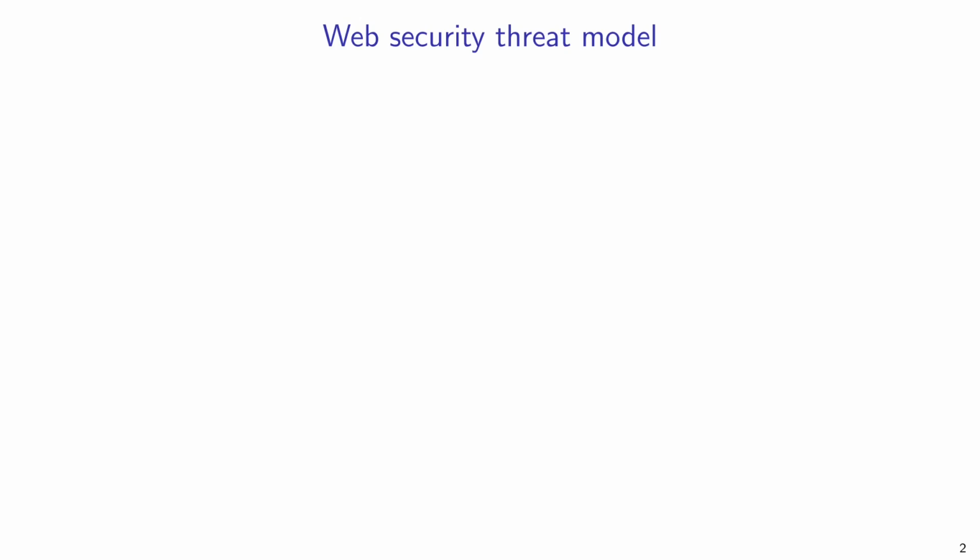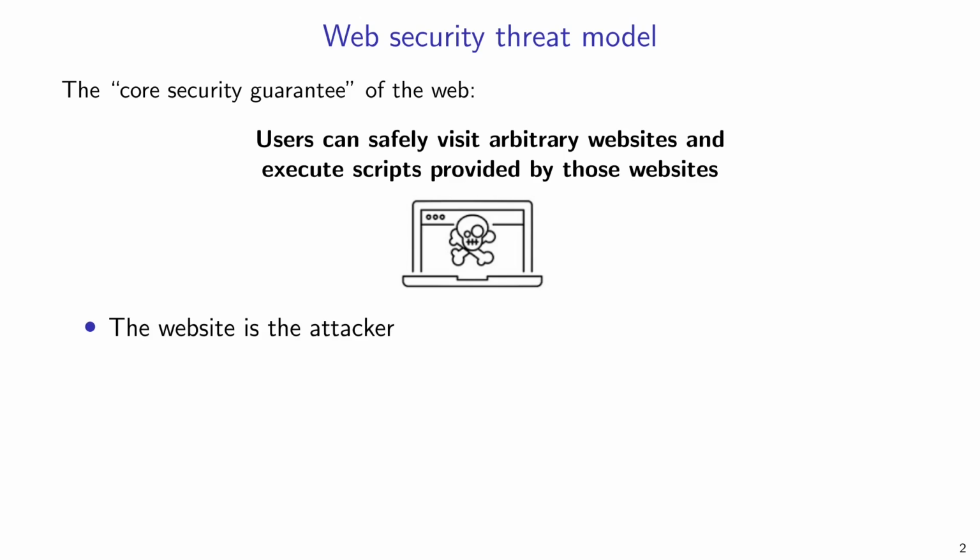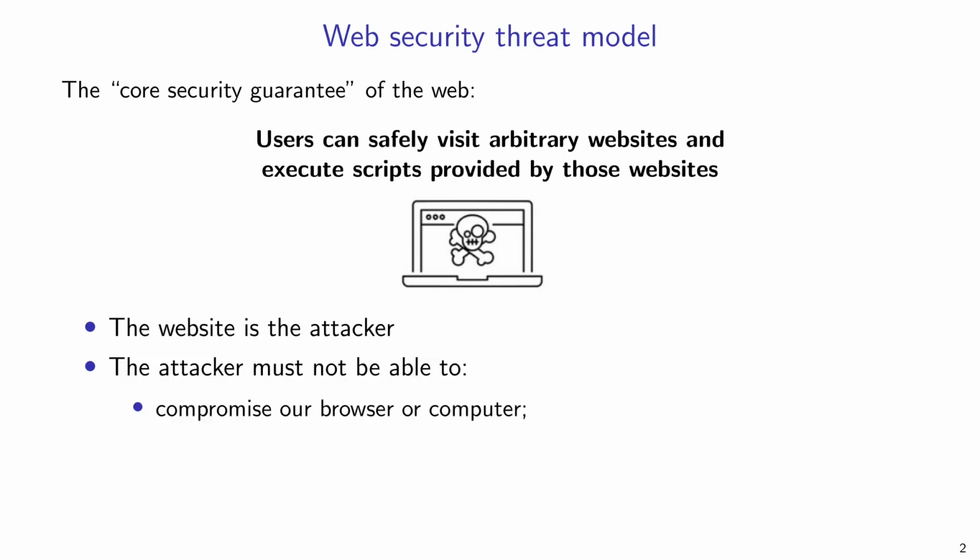So what is the threat model under which web technology should function securely? The core security guarantee of the web is that users can safely visit arbitrary websites and execute scripts provided by those websites. As you see, in this threat model, the website is the attacker, and the attacker must not be able to, first, compromise our browser or computer, and second, see or interfere with our interaction with other websites.